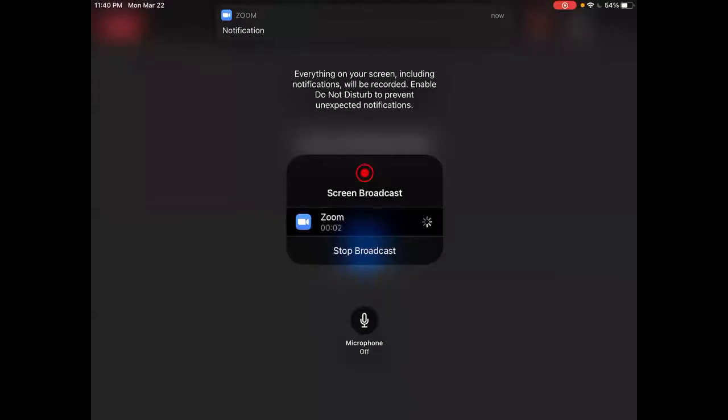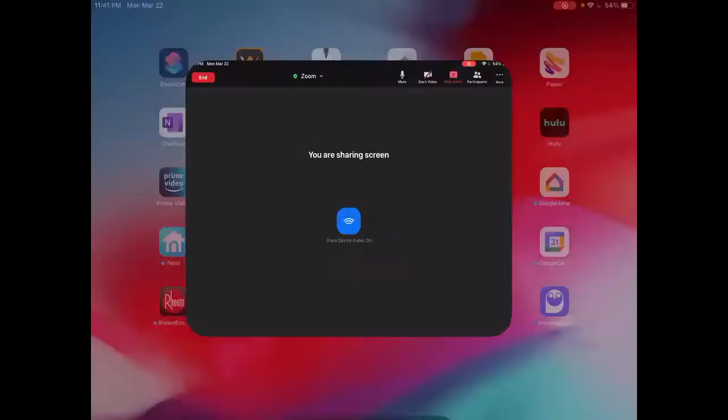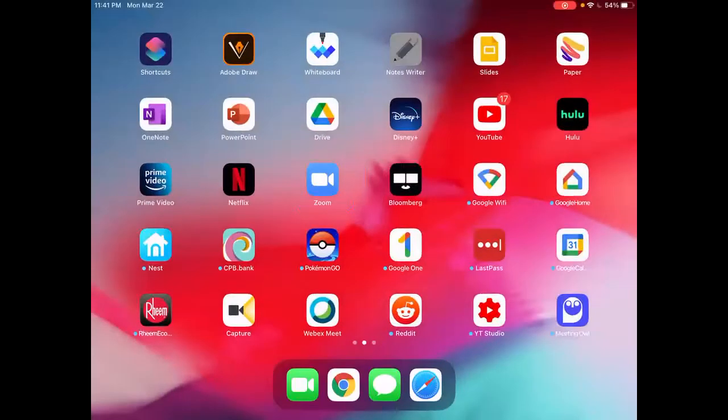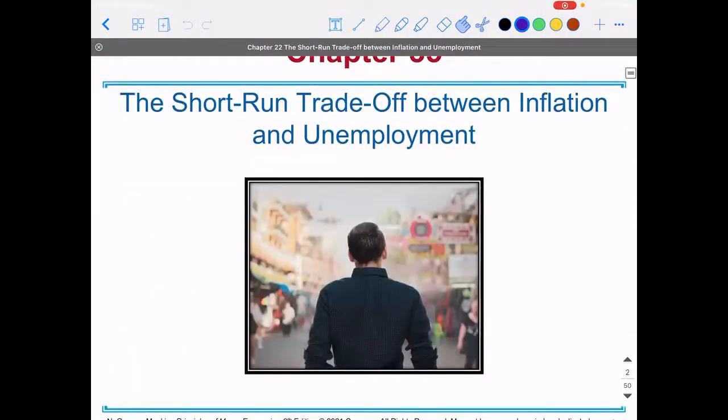Okay, in this chapter, we're going to look at the Phillips curve. And the Phillips curve is important because it allows us to talk about the relationship between inflation and unemployment and this balancing act that has to be done between the two. Now, this trade-off only really exists in the short run.